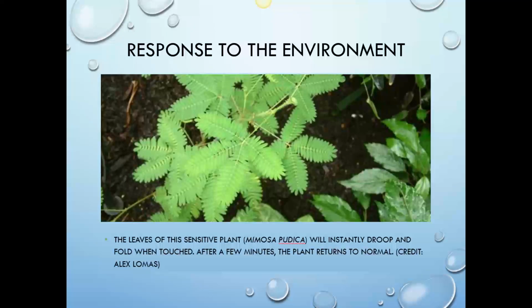Living organisms have to be able to respond to their environment. The example that's given here is the leaves of this sensitive plant will instantly droop and fold when touched. After a few minutes, the plant returns to normal. So this plant has the capability of responding to its environment. You have the capability of responding to your environment as well. When someone asks you a question, you respond.